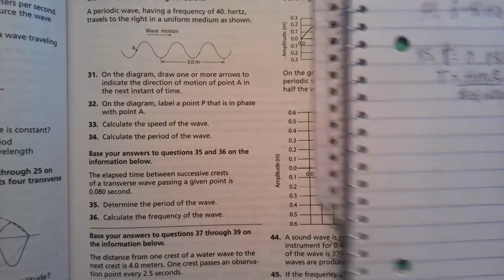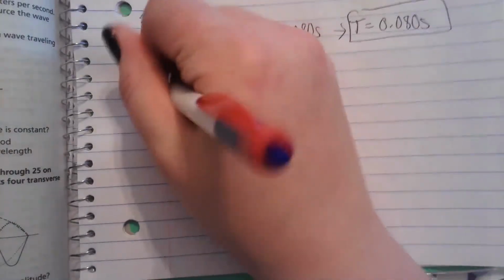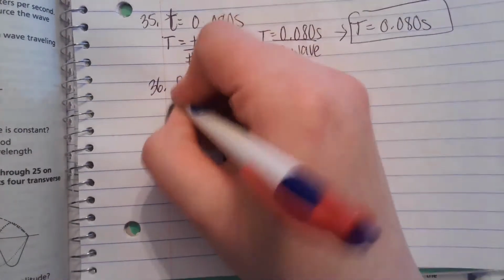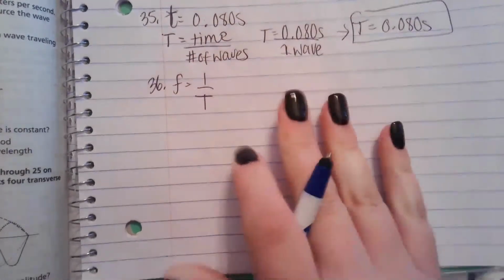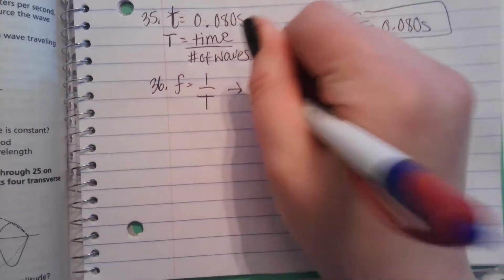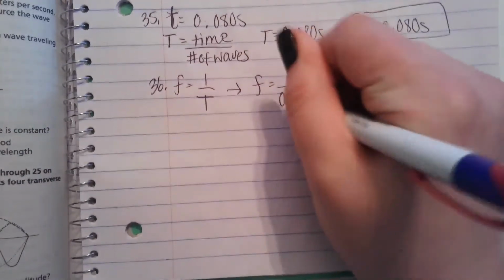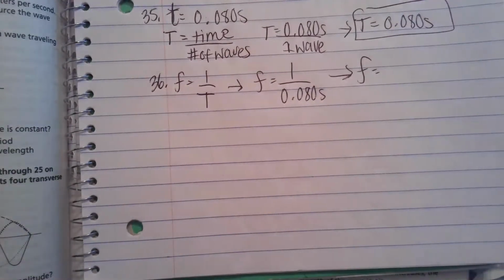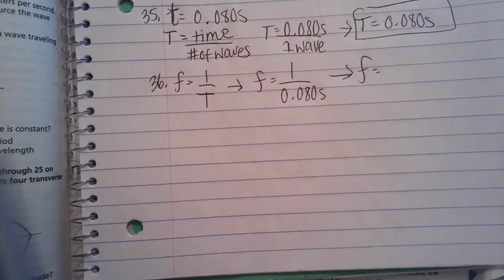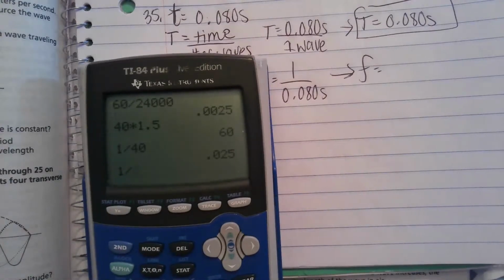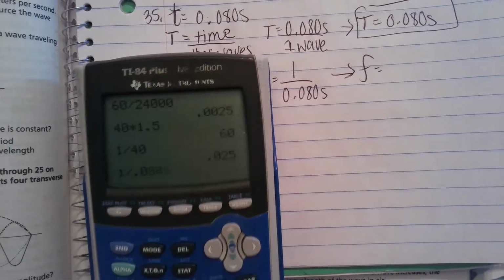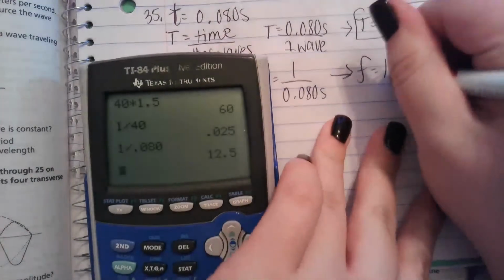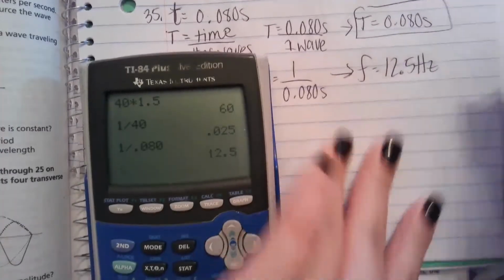Calculate the frequency of the wave. Okay, remember, frequency is just the inverse of period. So frequency is 1 over T. So that means frequency is 1 over 0.080 seconds. So we're going to take our handy dandy calculator. We're going to do 1 divided by 0.080. We're going to get 12.5 hertz. Okay.